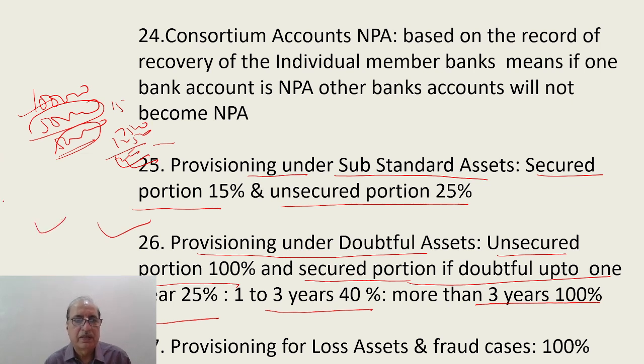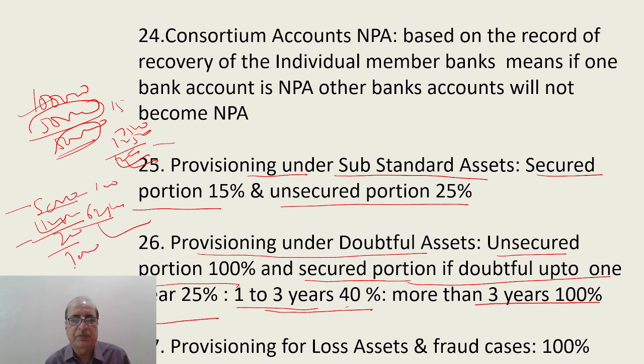So coming here, supposing 1 lakh: on 50,000 it is 100%, and on another 50,000 it is 12,500. So here it will be 62,500. If it is more than 3 years, that is 1 to 3 years, then 40%. Here 100% on 50,000 and secured 40% on 20,000.